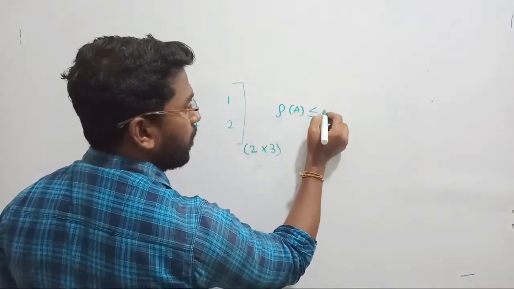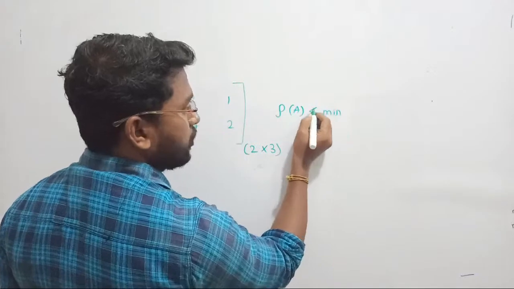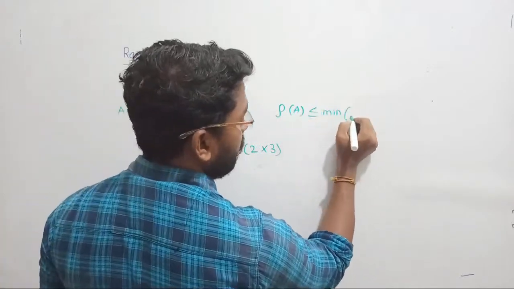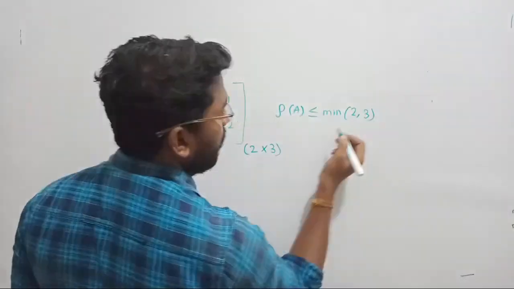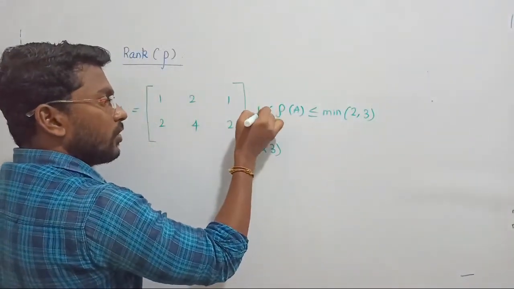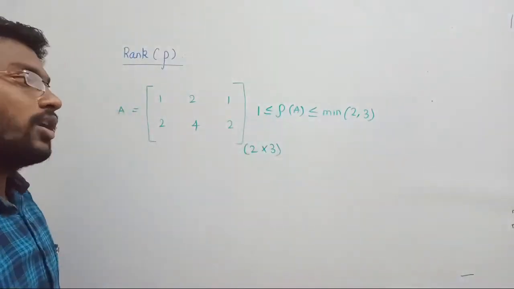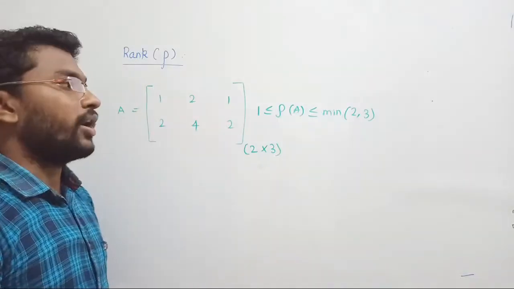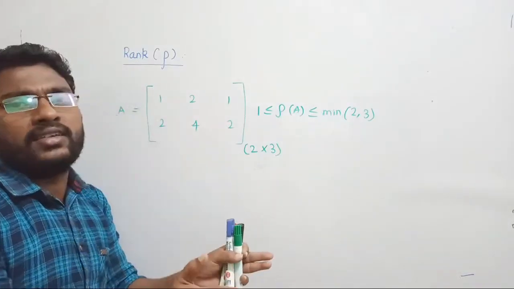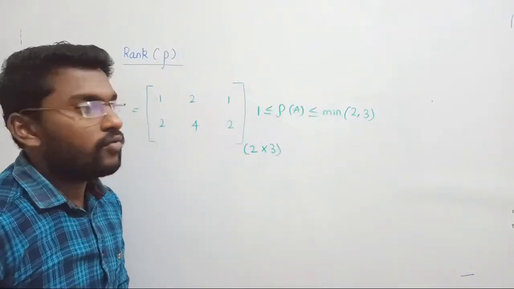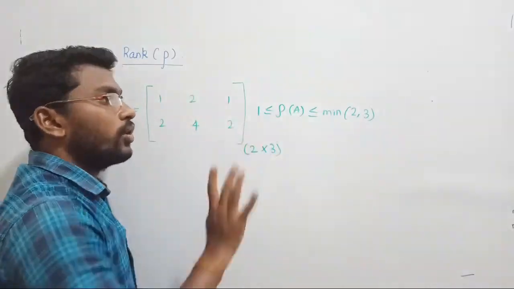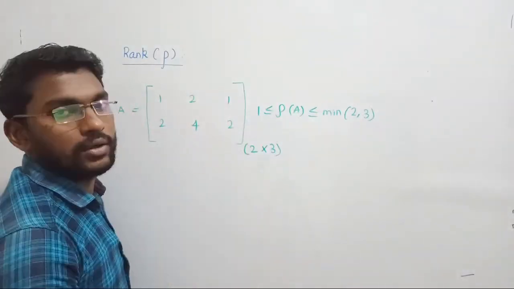At least it has to be what? Minimum value, right? It has to be less than or equal to the minimum value of 2, 3, and the least possibility எவ்வளவுங்க? 1 தான், right? You can go up to 1. Why I said only for a null matrix you have the rank of the matrix as 0. For the rest of all, the minimum value is 1 only. You cannot go to 0. You cannot cross 0, right?